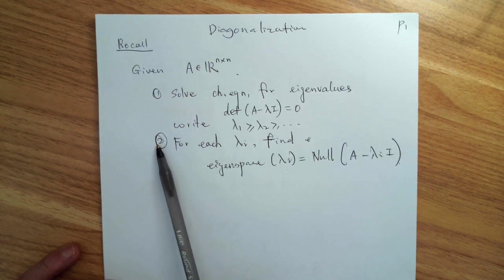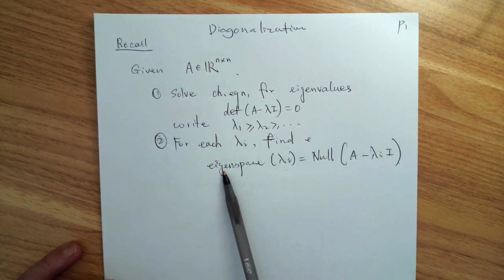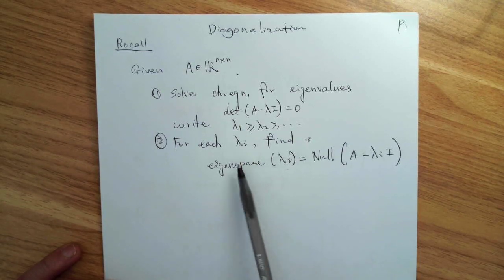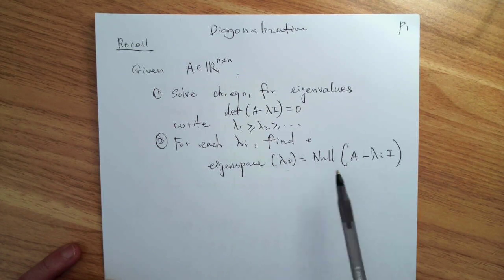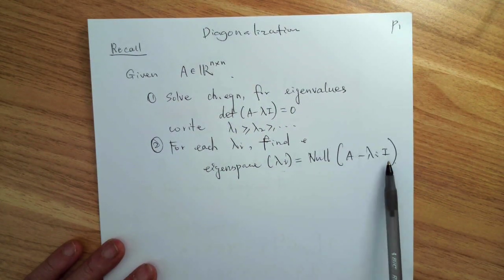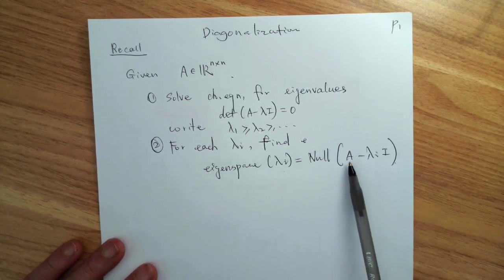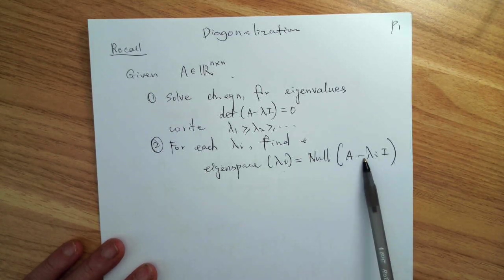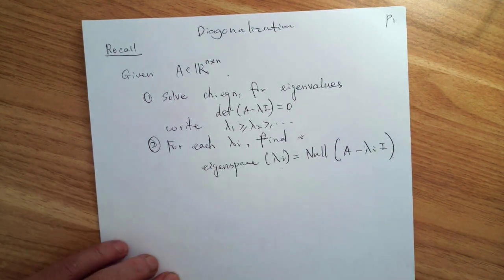The second step is to find the corresponding eigenspace. By corresponding, we mean for each lambda i. So first you start with lambda 1, right? For lambda 1, find the eigenspace of lambda 1 by looking at the null space of A minus lambda 1 I. And then turn to lambda 2 and you solve the eigenspace of lambda 2 by looking at the null space of A minus lambda 2 I. All right, and so on.